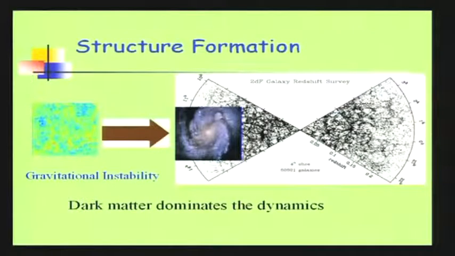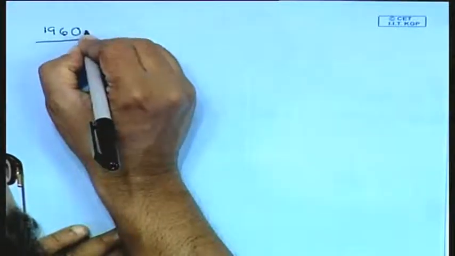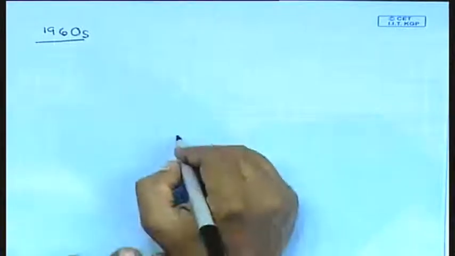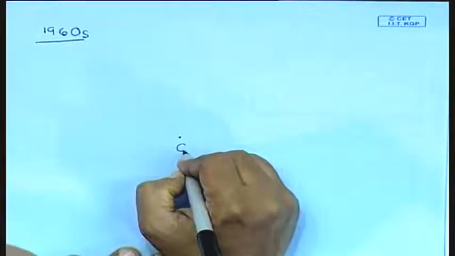Okay, now the cosmic microwave background radiation was discovered in the 1960s, and its discovery completely revolutionized our understanding of cosmology. Okay, so let me explain this to you. Just imagine an observer sitting over here, and we are receiving this radiation which is a black body spectrum.